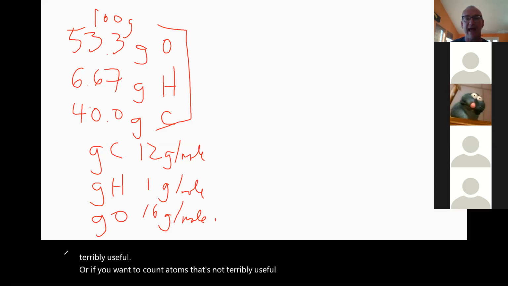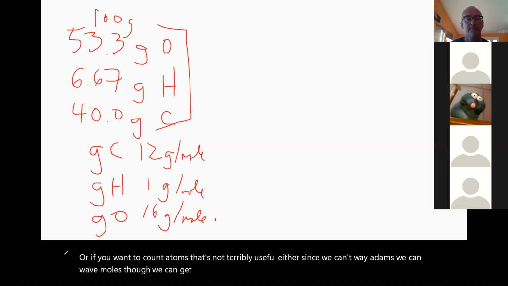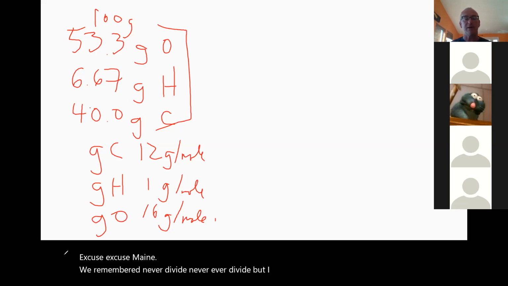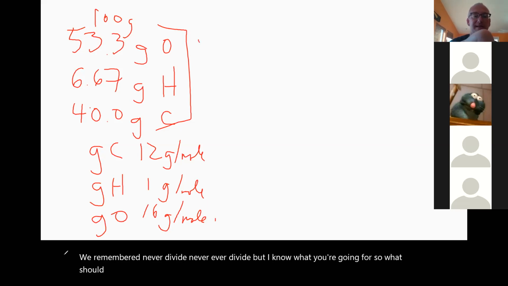Since we can't weigh atoms, we can weigh moles though. We can get the mass of moles. So I want to convert these grams to moles. How am I going to do that? You divide by the gram per mole values that we have. Can you divide the grams by the 12 grams per mole? And remember, never divide. Never ever divide, but I know what you're going for. So what I need to do is multiply this by something.